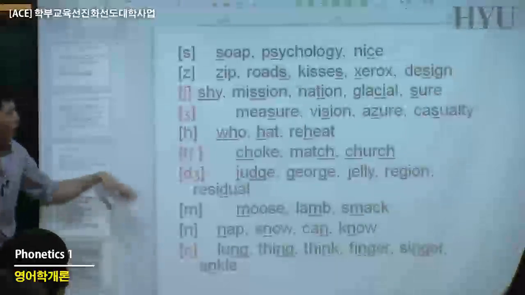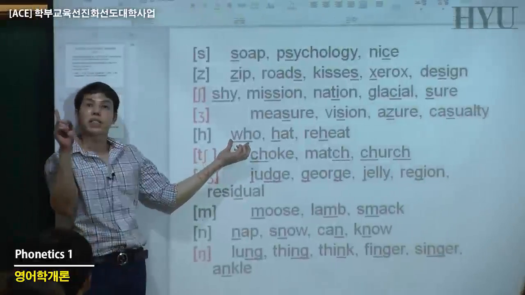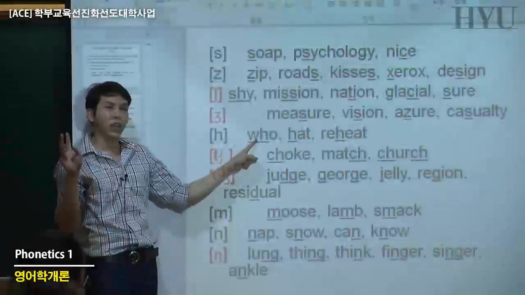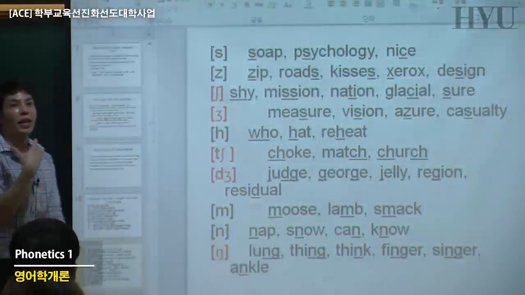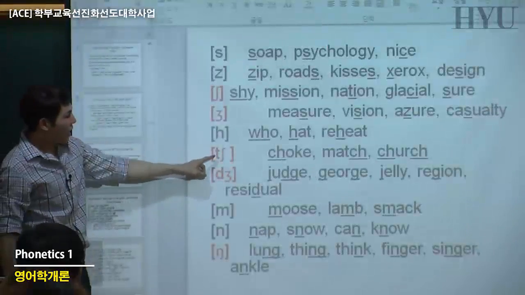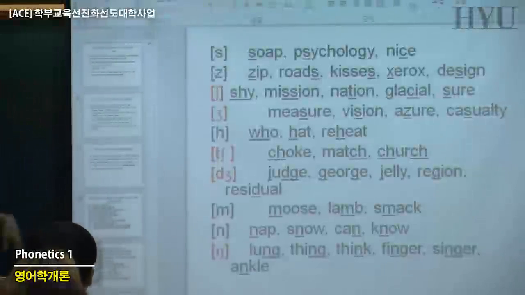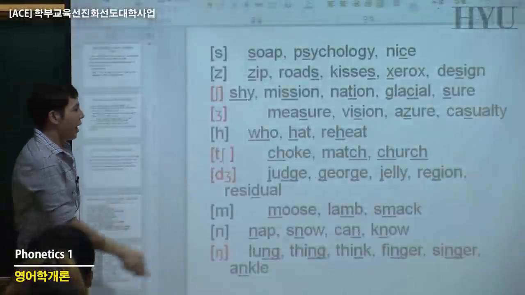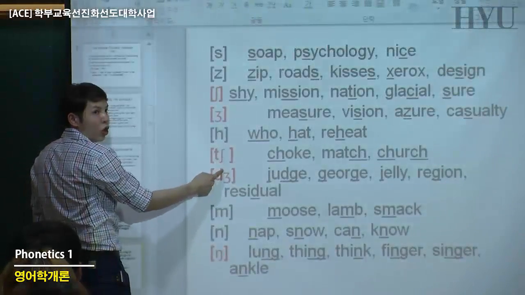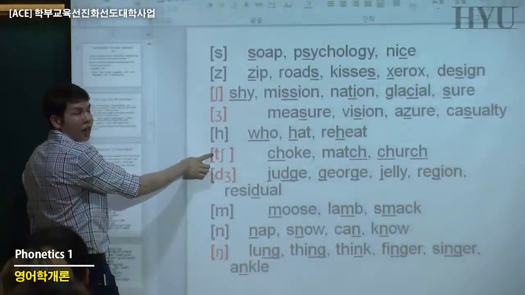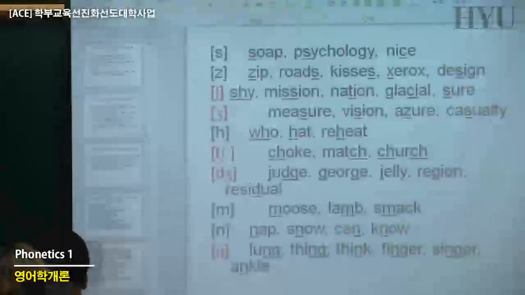Okay. H is H. Who is not just one sound, right? So I underline 2 letters, but one sound. Who, had, reheat, that's the H sound. And then these two symbols, or these two sounds, are not in the English writing system. This one, you can see it consists of the T plus the hook, right? The T is T, and then the hook is this one, so it's Ch, ch, ch.